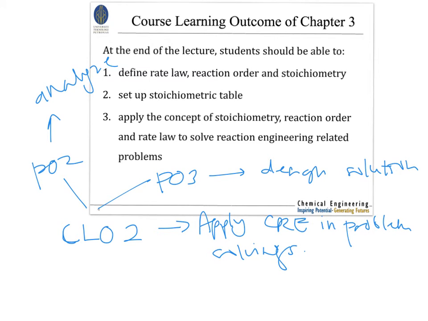So by the end of this chapter, you should be able to define the rate law, reaction order and stoichiometry, set up the stoichiometric table, and lastly apply the concept of stoichiometry, reaction order and rate law to solve reaction engineering related problems.